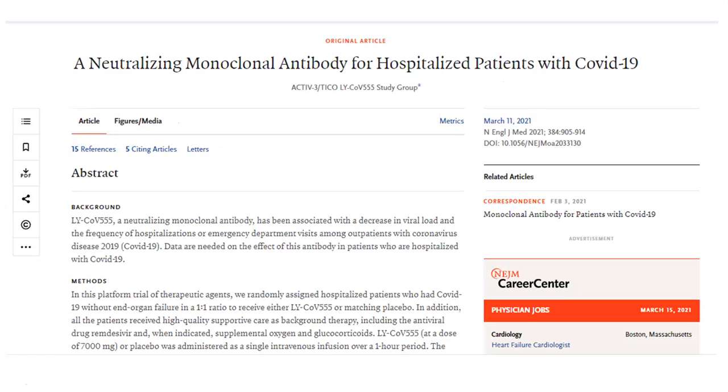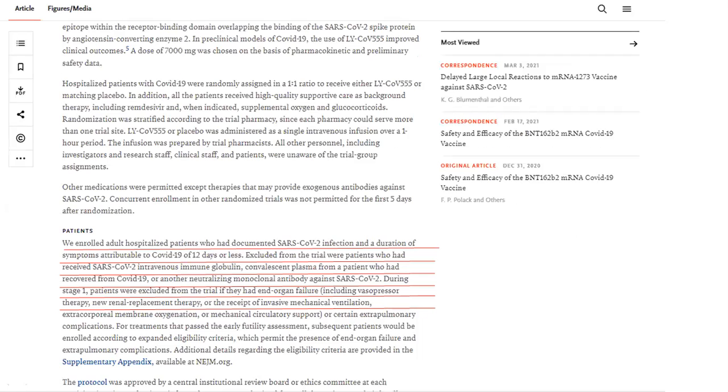This is a neutralizing monoclonal antibody, and it has been found to decrease viral load and so on. When I went to the details of this particular study, I went into the patients, and here we have the inclusion and exclusion criteria. So what is the inclusion criteria out here?